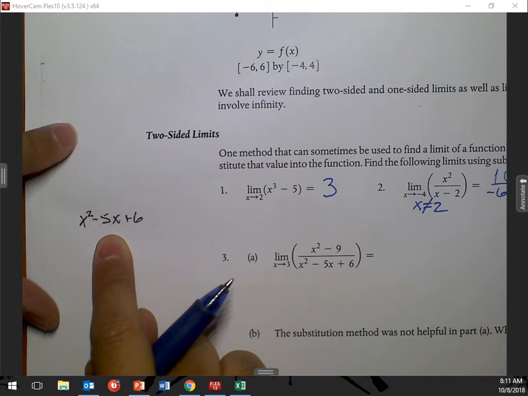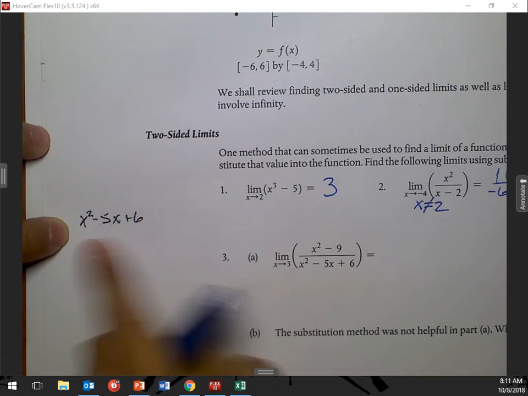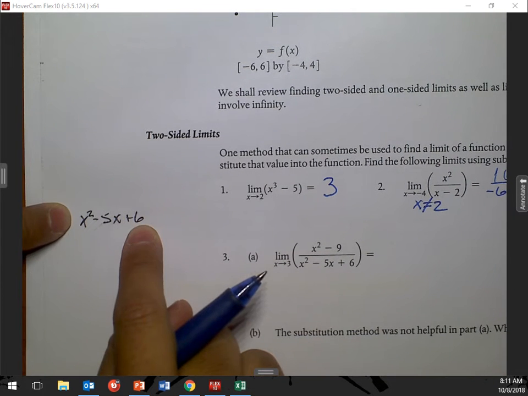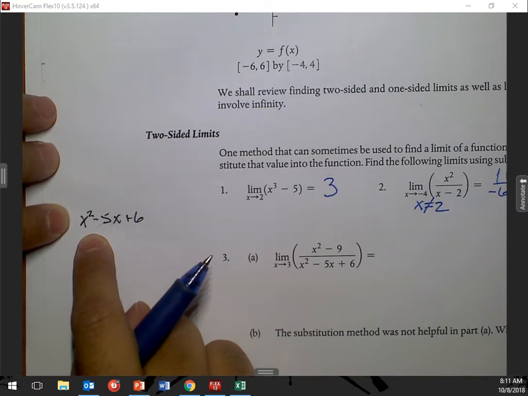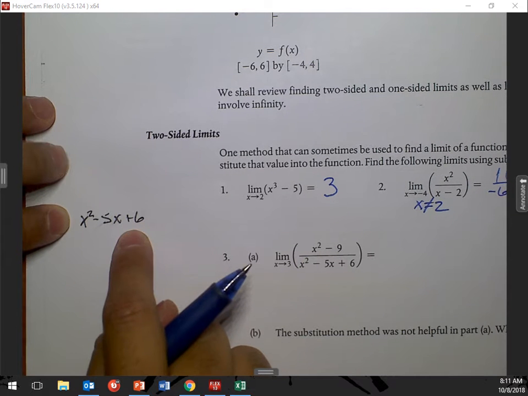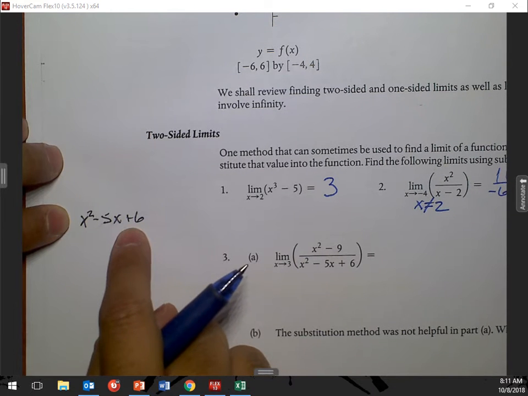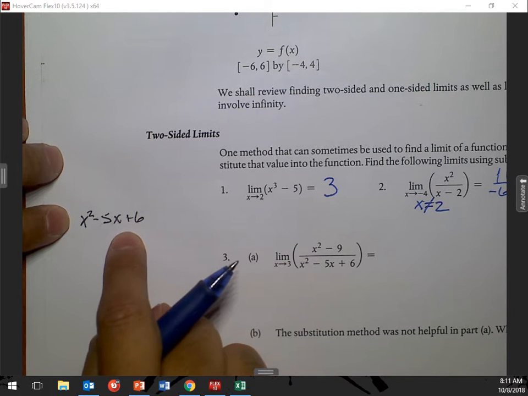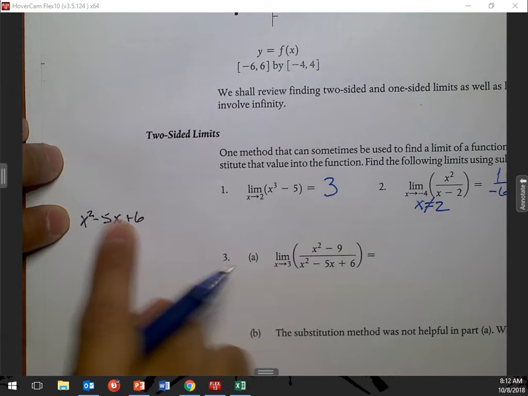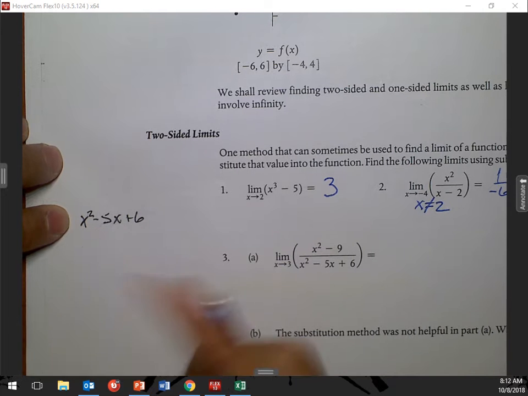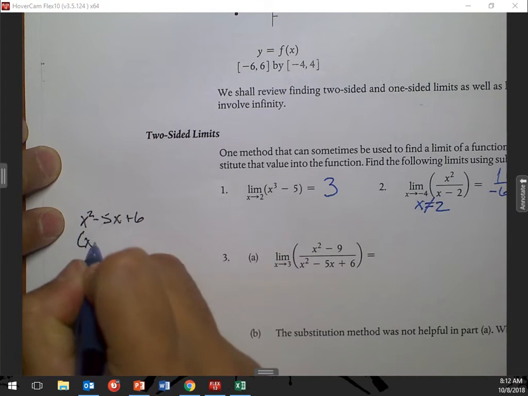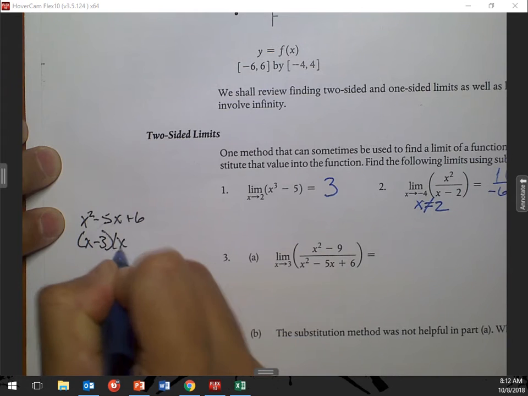All right, so factor that. What are the factors of 6? It's positive 6, so if it's positive, what has to happen? Both of them are going to have the same signs, right? If this is positive, both of them have the same signs. -3, -2. Very good. So it's going to be x minus 3, x minus 2.